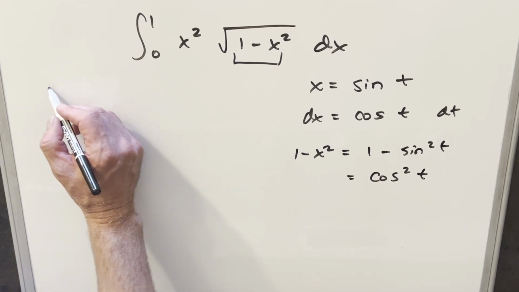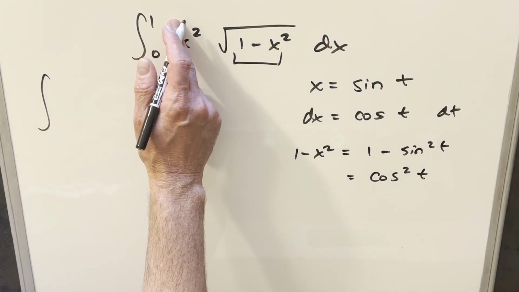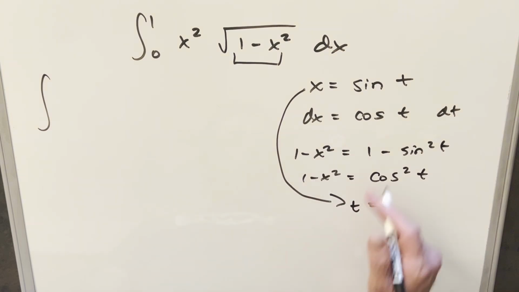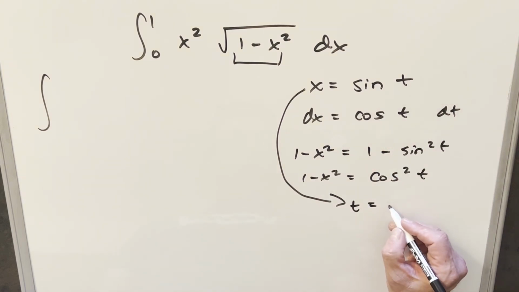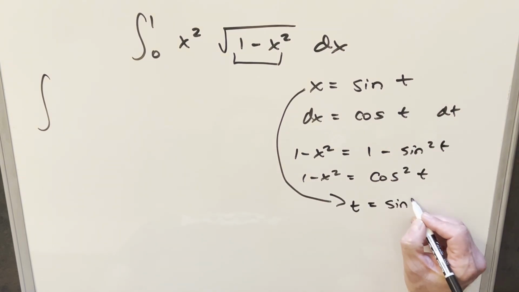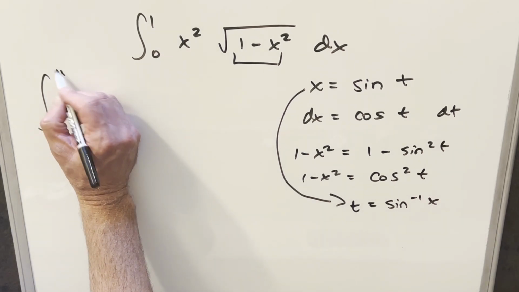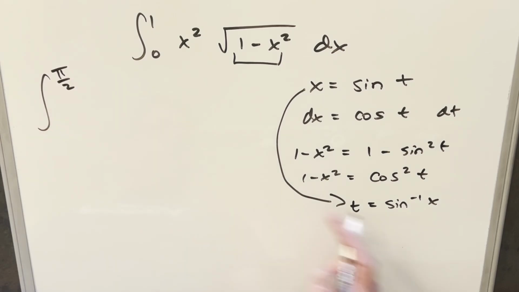So let's go ahead and substitute this. First, let's get the new bounds. Let's isolate t. Taking arcsine on both sides, t is going to be equal to arcsine of x. So first take 1 and plug it in here. Arcsine of 1 is pi over 2. And then arcsine of 0 is just 0.